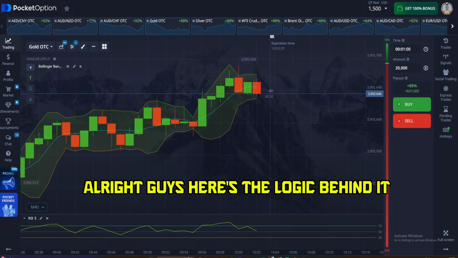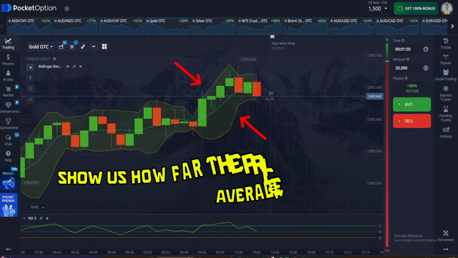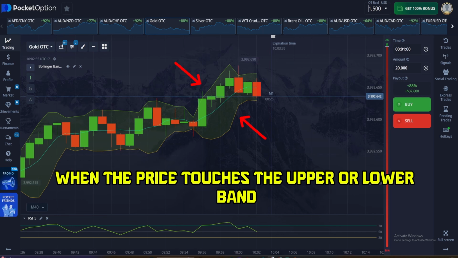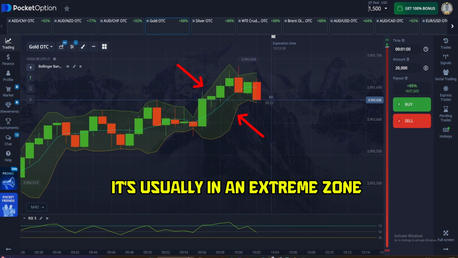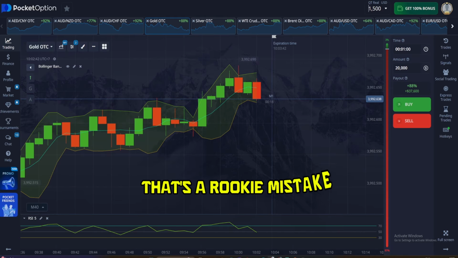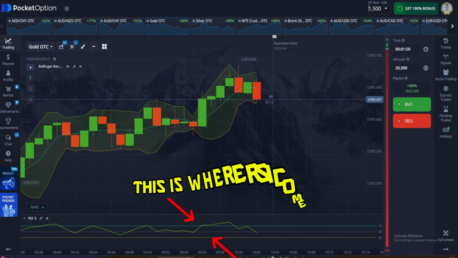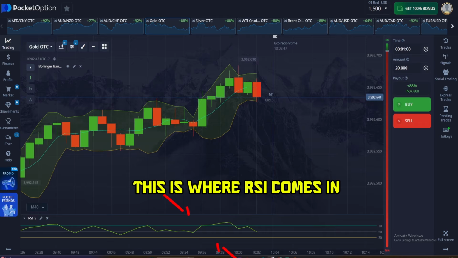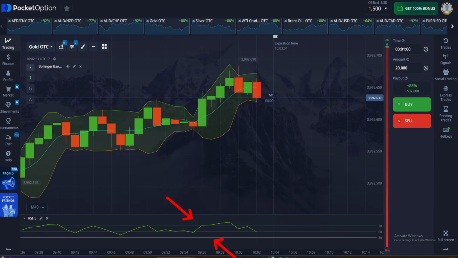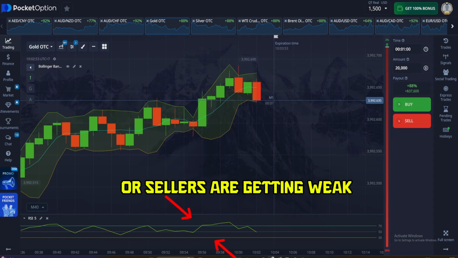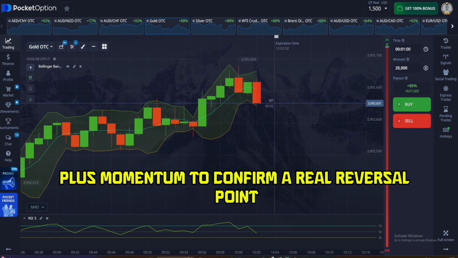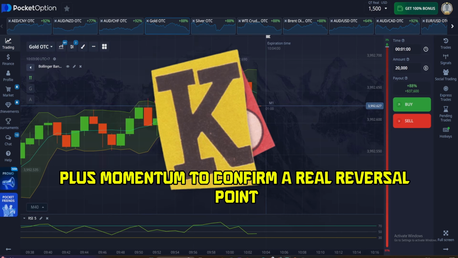Alright guys, here's the logic behind it. Bollinger Bands show us how far the price has moved from its average. When the price touches the upper or lower band, it's usually in an extreme zone. But we don't just enter when the price hits the band. That's a rookie mistake. This is where RSI comes in. RSI tells us when momentum is fading, whether buyers are losing strength or sellers are getting weak. We're basically combining volatility plus momentum to confirm a real reversal point.